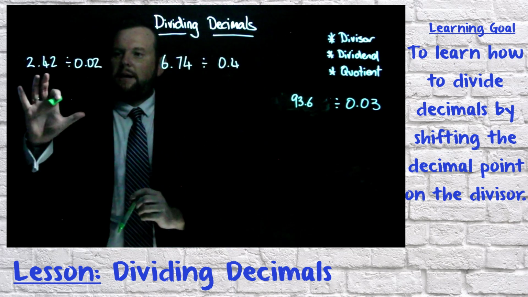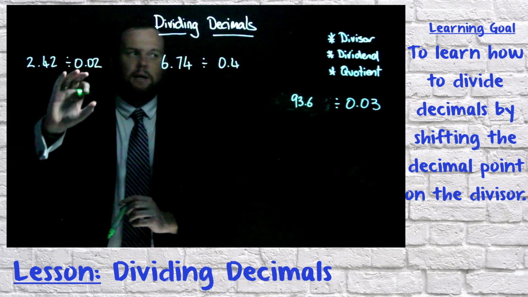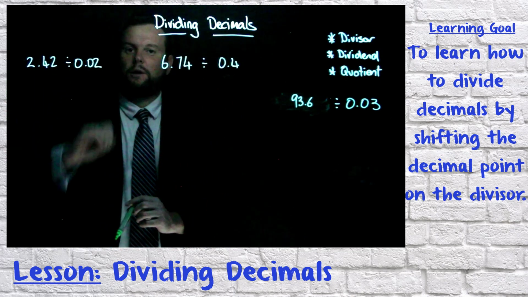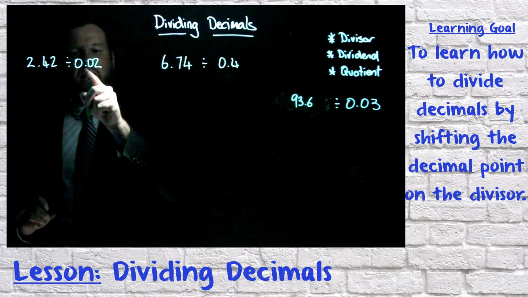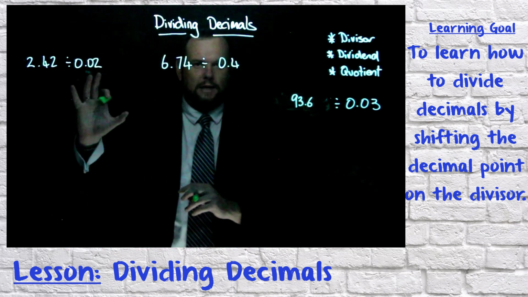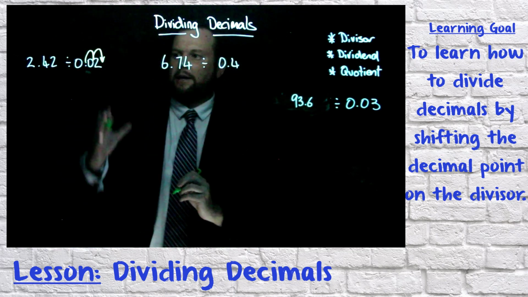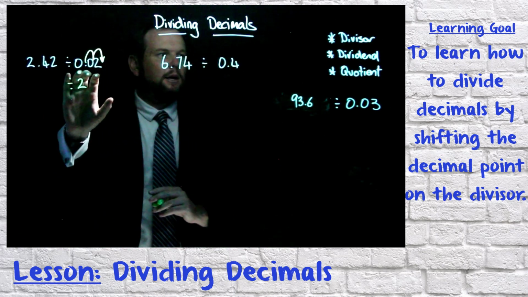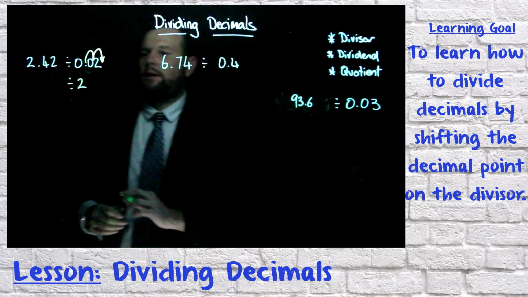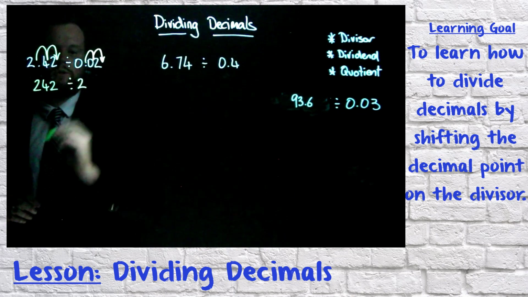So let's have a look at this. The only rule when you're dividing by decimals is that the divisor has to be a whole number. So with this one here, how do I turn this into a whole number? Well, that's easy. All I do is shift the decimal point 2 places, and that's going to turn it into a 2. But whatever I do to the divisor, I have to do to the dividend. So I shifted the decimal place 2 places, I have to do that to my dividend. So it becomes 242 divided by 2.